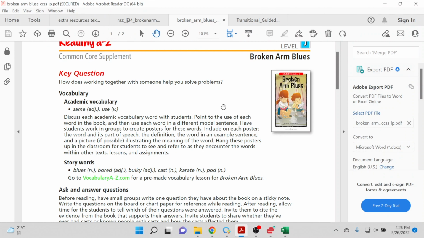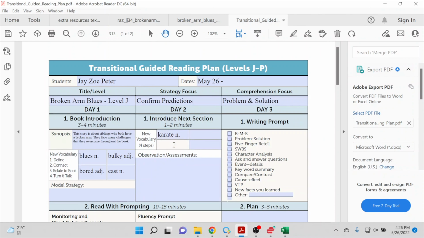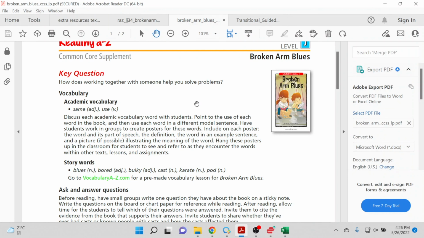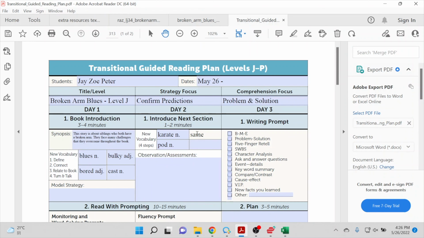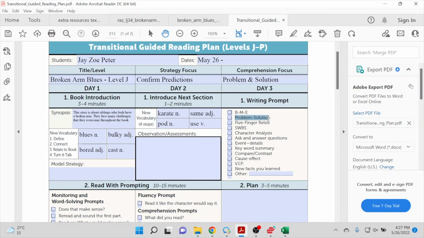We'll take a look at the story words. So we have blues, which is an adjective, bulky, cast, which is a noun, karate is a noun, and pod is a noun. You have some academic language as well, same as an adjective, and use, which is a verb. I like to tell the students what kind of word it is as well. I think that it's a helpful thing to do. Problem and solution is going to be a writing prompt on day 3. So let me highlight that.